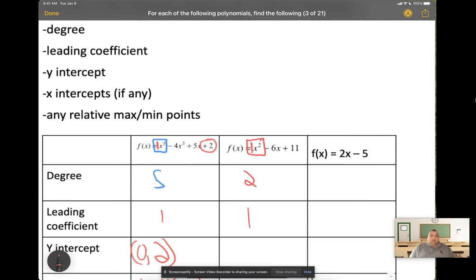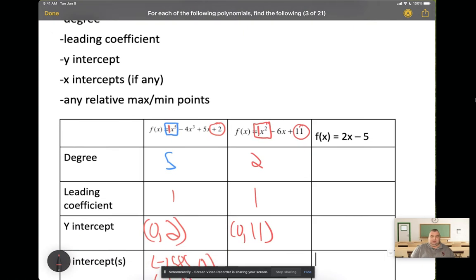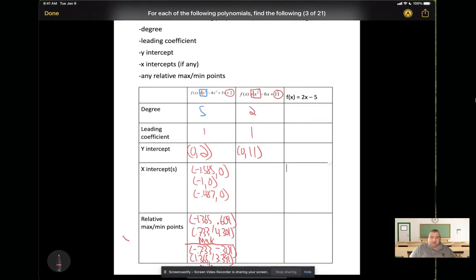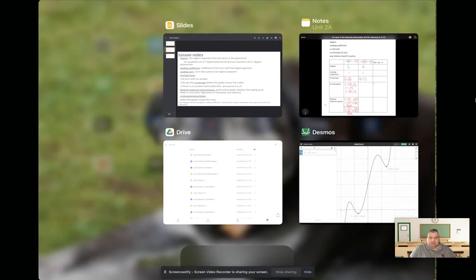The y-intercept is going to be where the constant term is. So the constant term in this case is 11. So the y-intercept is 11, or 0, comma 11. Okay. To find the others, now we're going to go to Desmos and we're going to graph it. So it's x squared minus 6x plus 11.